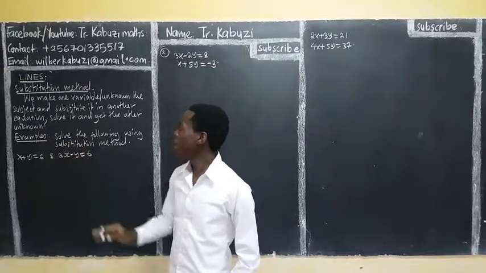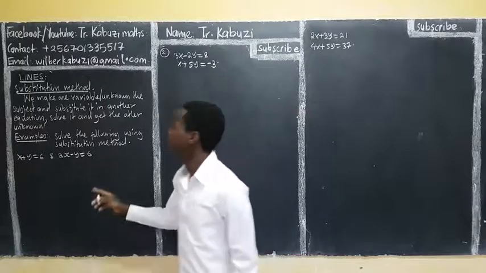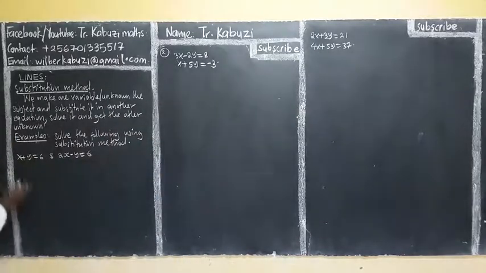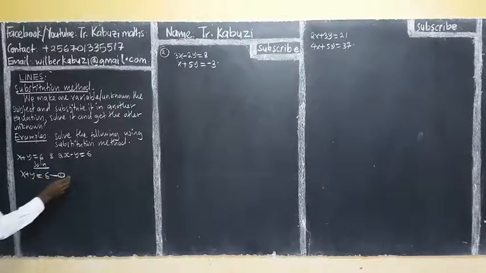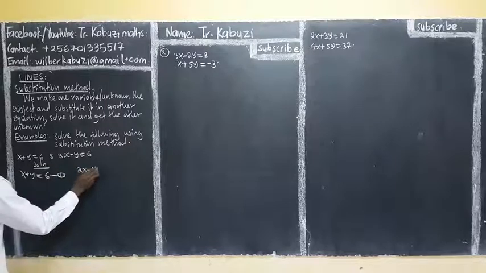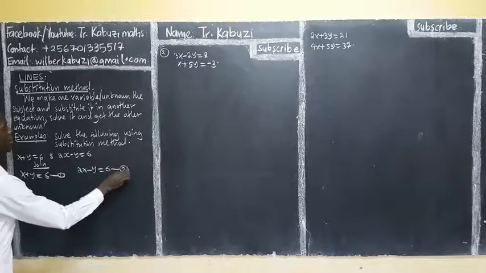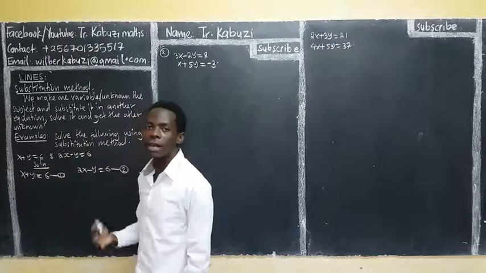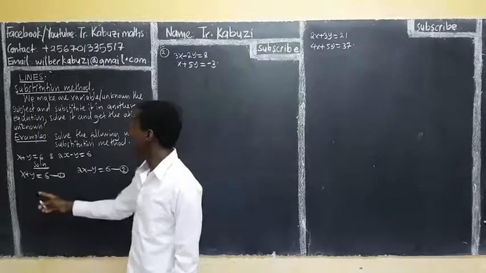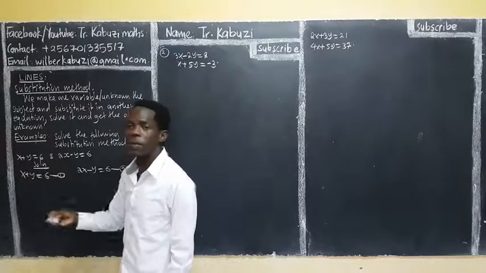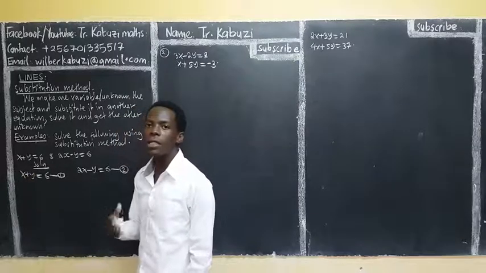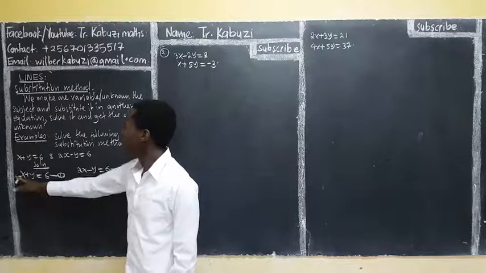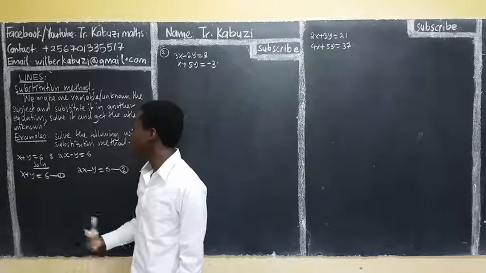So solve the following using the substitution method. I call this one equation 1, x plus y equals 6, and 2x minus y equals 6 equation 2. When you look at these variables, you choose the one that is very easy to make the subject. We look for those with coefficient 1. In this one it is 1, so either variable will work for you.